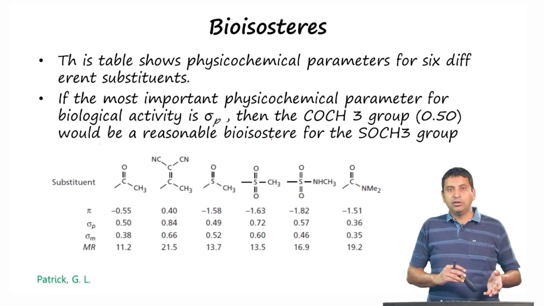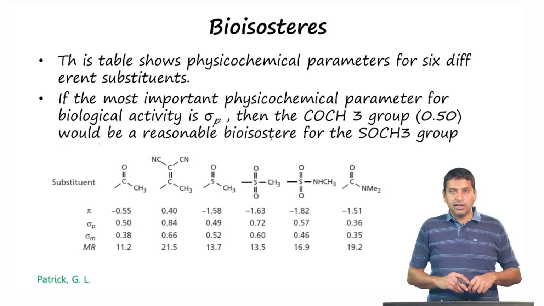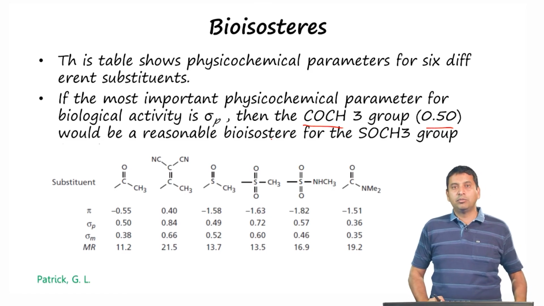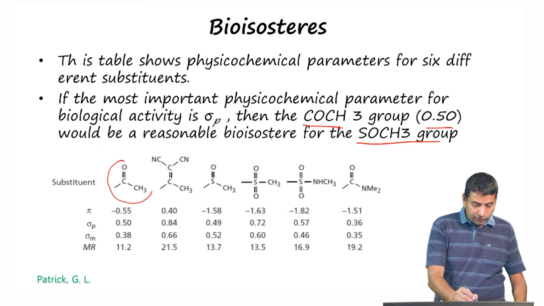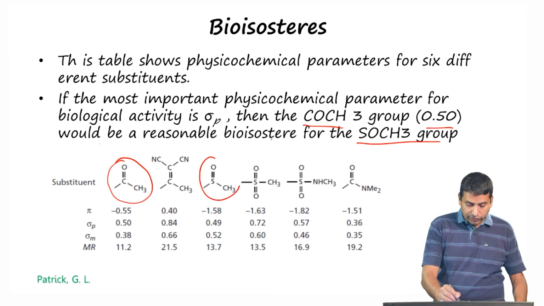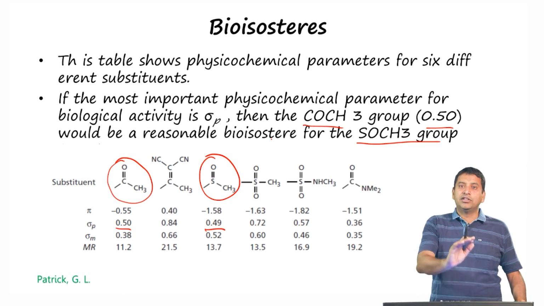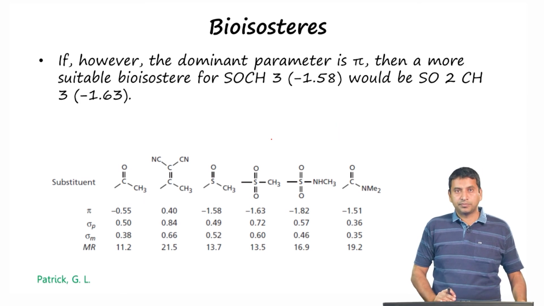So, here is a table where we have physicochemical properties for 6 different substituents. If the most important physicochemical parameter is sigma p, then the COCH3 group, which has a value of 0.5, would be a reasonable bioisostere for the SOCH3 group, because if you see here, the COCH3 group and SOCH3 group have very similar values of sigma p. Okay. So, again this is something that we can derive using our Hansch equation.